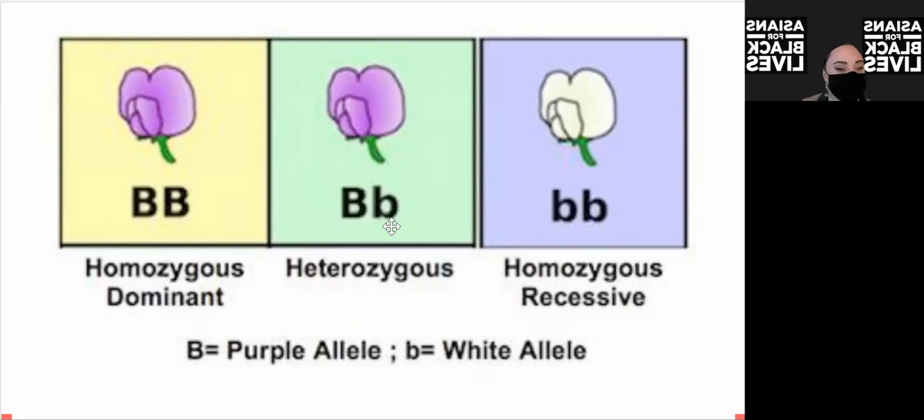Remember, no matter if it inherits one recessive variation, if it inherits a dominant variation, it's going to look like the dominant variation. So heterozygous organisms always look like the dominant variation. Again, you only look recessive when an organism is homozygous recessive. They only have the lowercase recessive variations that they inherited.